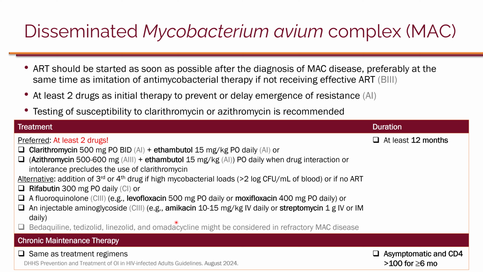be considered. Treatment is for at least 12 months, and then patients transition to chronic maintenance therapy or secondary prophylaxis, and that should continue until the patient is asymptomatic and has completed 12 months of treatment and CD4 count is over 100 for at least 6 months.